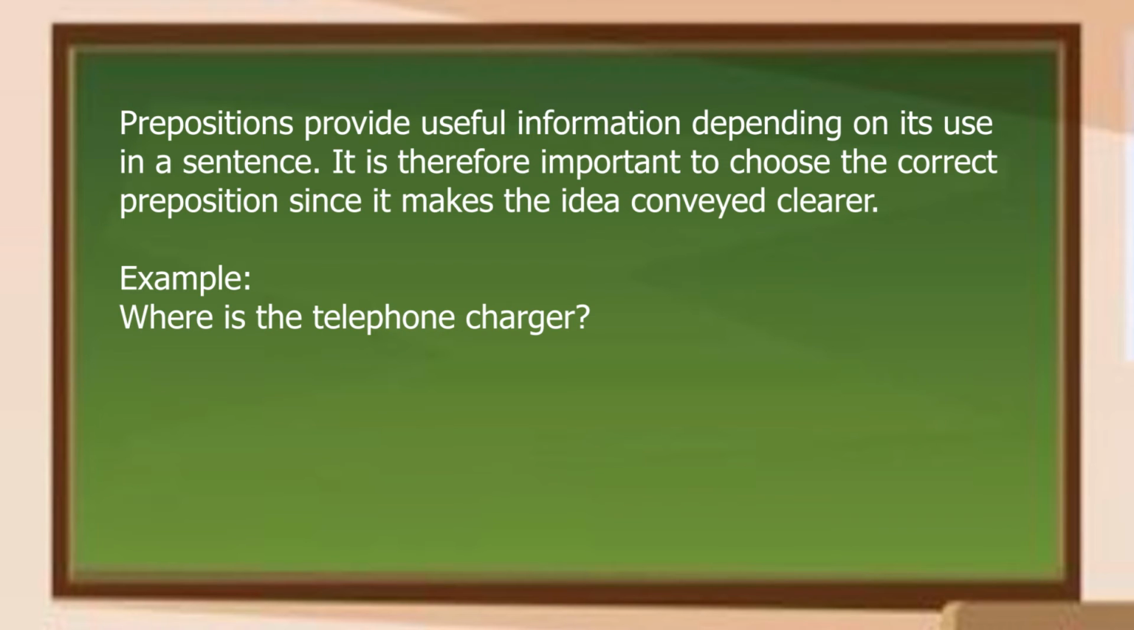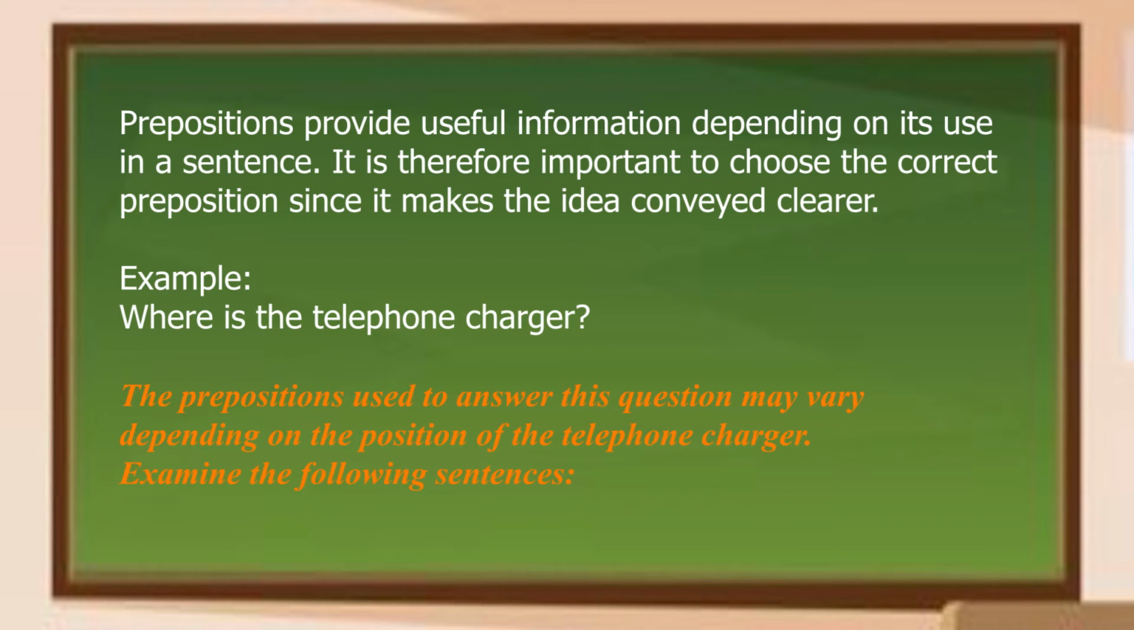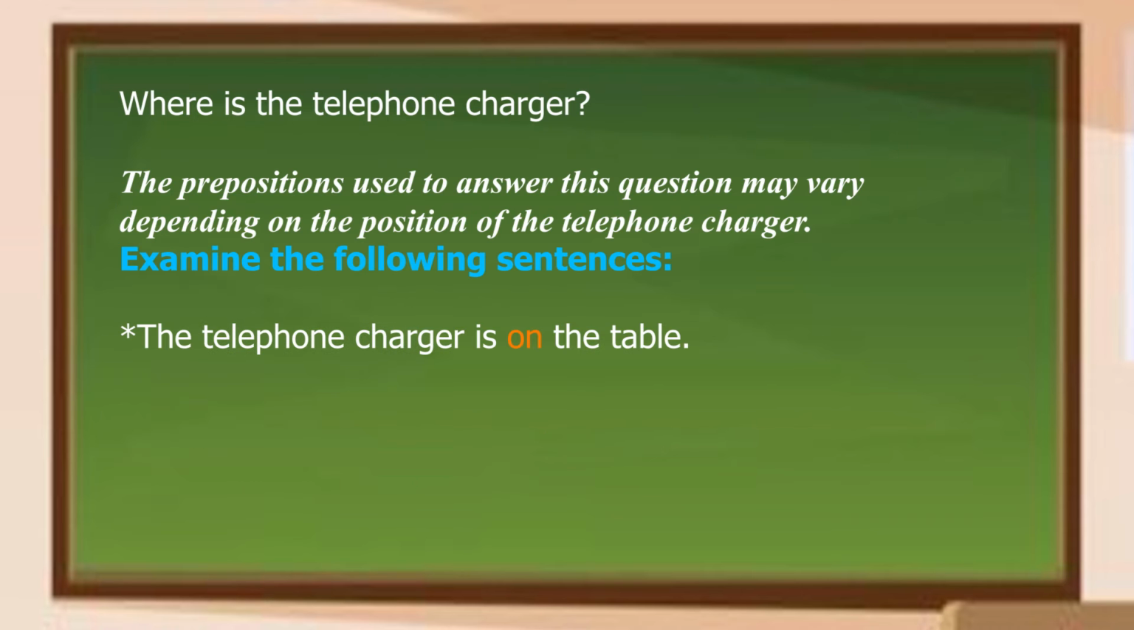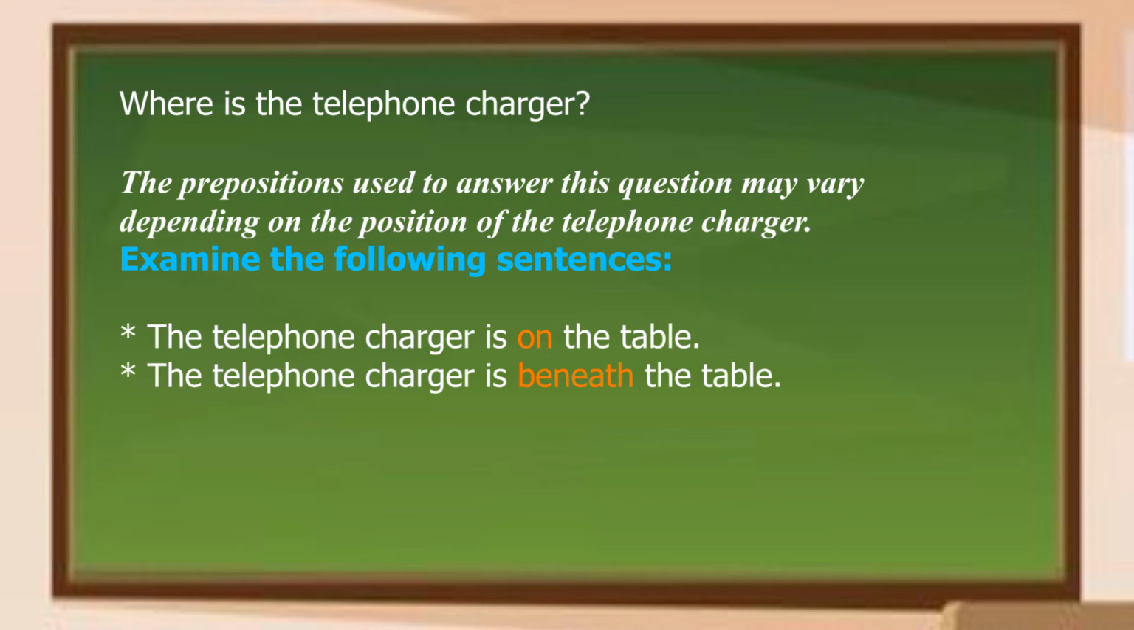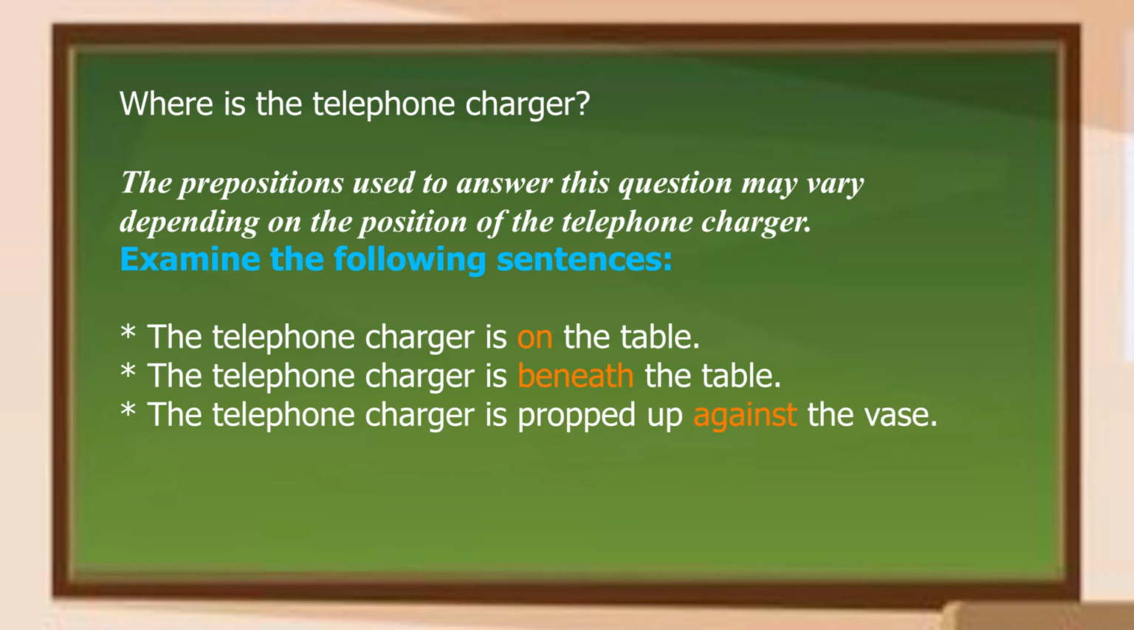Where is the telephone charger? The prepositions used to answer this question may vary depending on the position of the telephone charger. Examine the following sentences. The telephone charger is on the table. The telephone charger is beneath the table. The telephone charger is propped up against the vase. The telephone charger is beside the table.